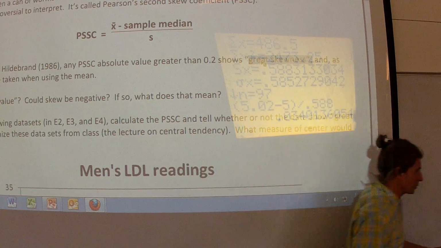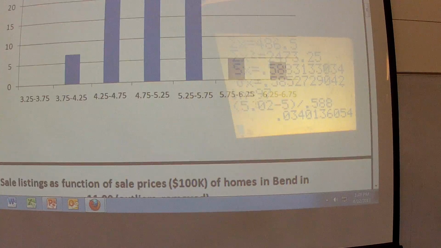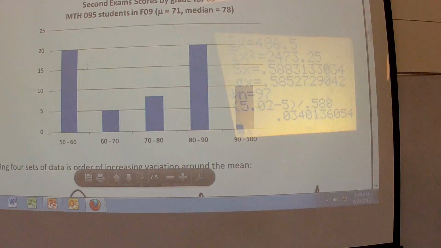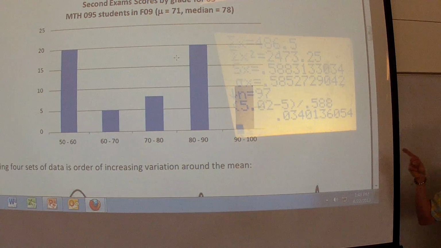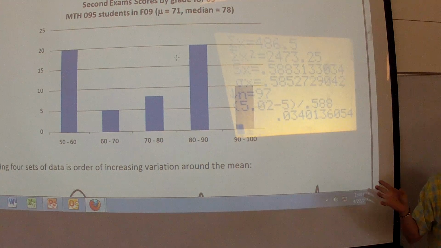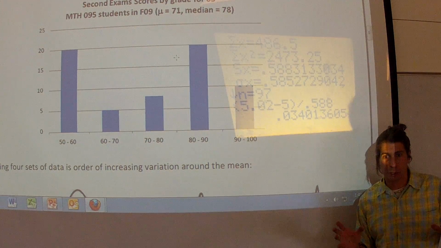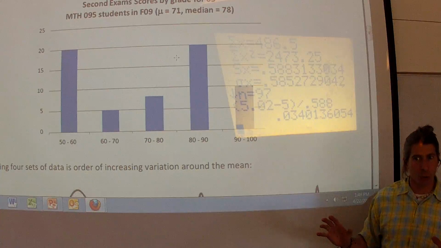Here's the problem. When you go down and look at E4, remember these guys? Remember these guys from before? It's the same data set. The PSSC for that data set is almost exactly 0. Now, almost exactly 0 means that there should be no skew.